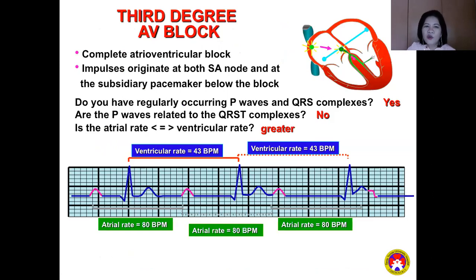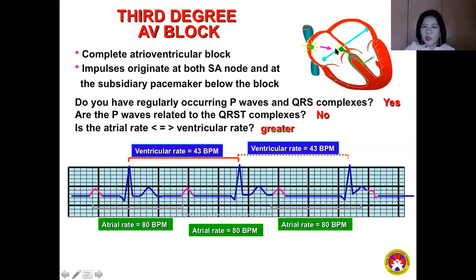So in third degree AV block, we also call this complete atrioventricular block or complete heart block. Here we have an impulse coming from the SA node that will depolarize both atria. Since the SA node is a pacemaker cell, it will produce regular depolarization of the atria. So you see regular P waves.